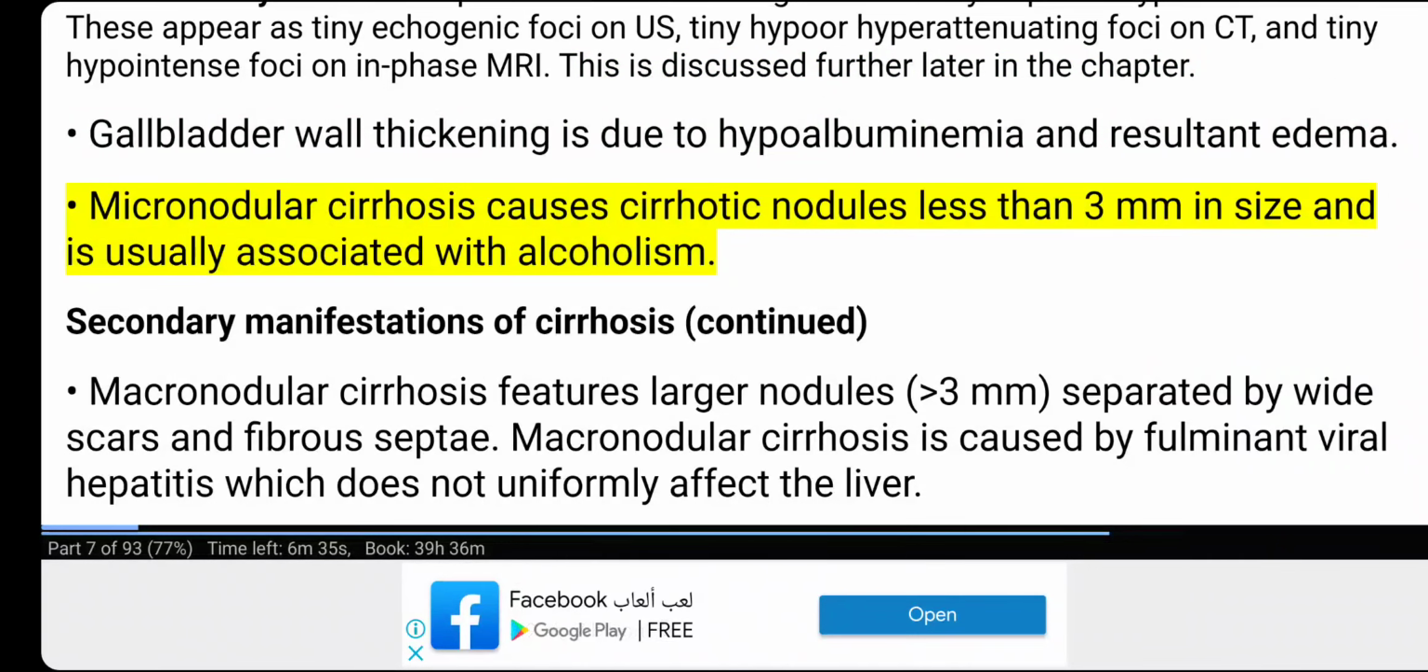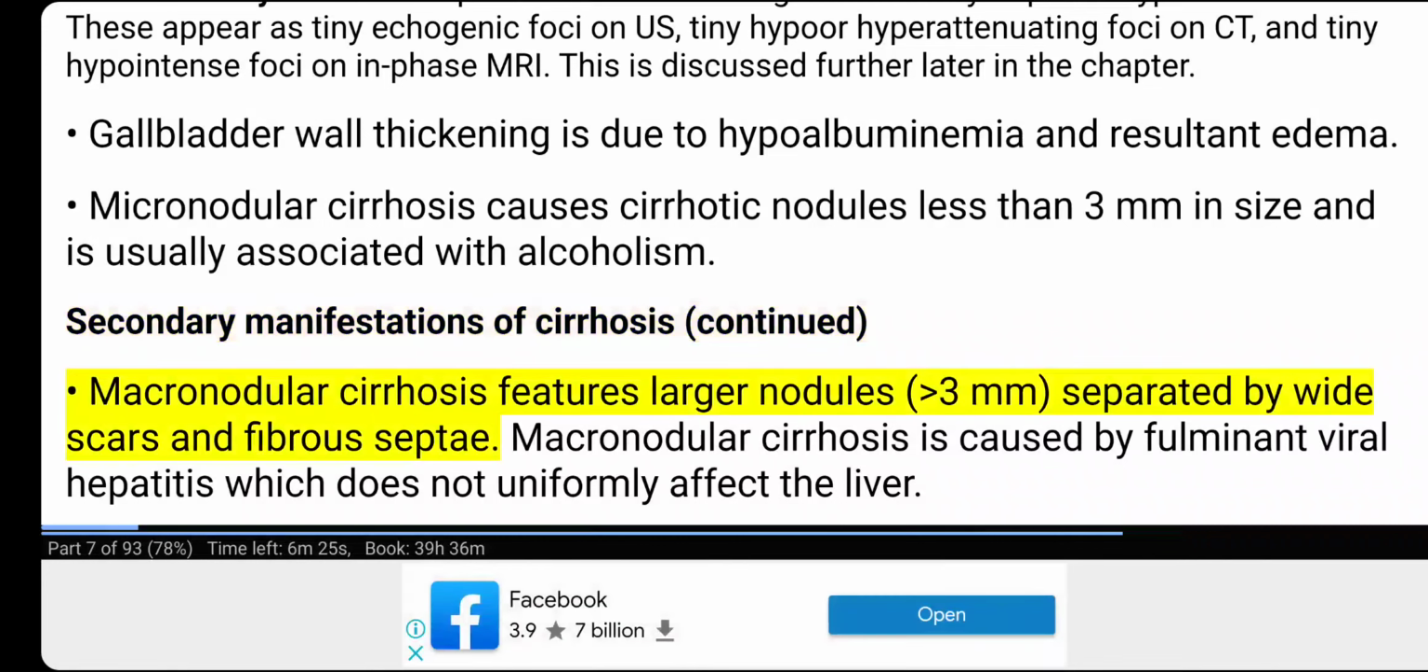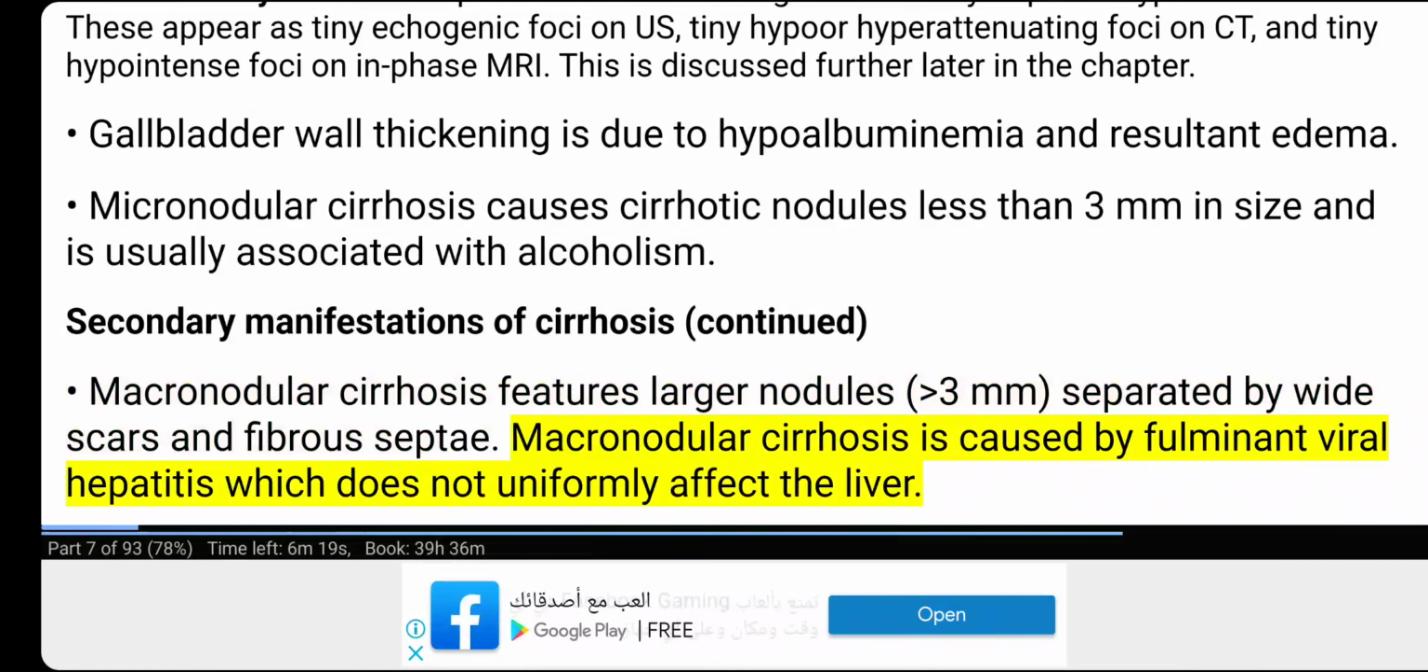Micronodular cirrhosis causes cirrhotic nodules less than 3 mm in size and is usually associated with alcoholism. Secondary manifestations of cirrhosis continued. Macronodular cirrhosis features larger nodules greater than 3 mm separated by wide scars and fibrous septae. Macronodular cirrhosis is caused by fulminant viral hepatitis, which does not uniformly affect the liver.